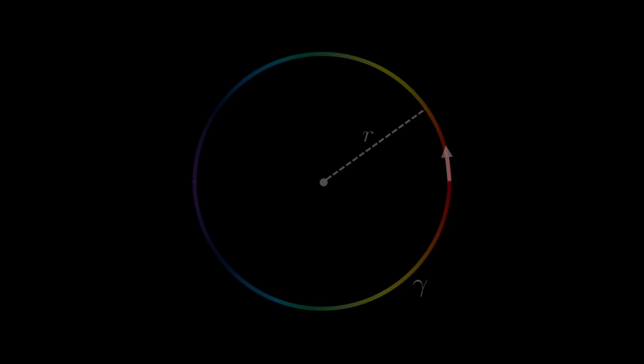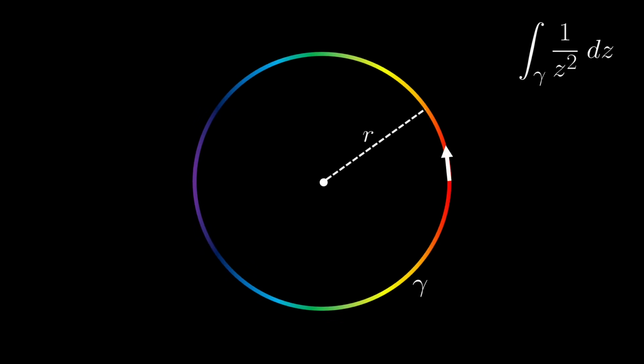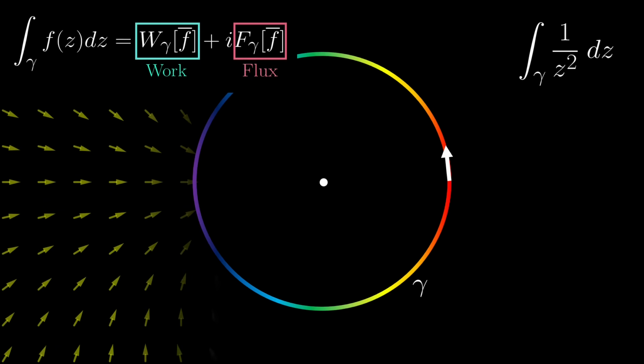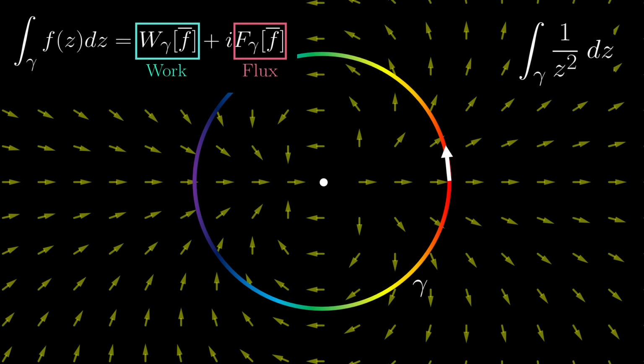Similarly, we think of the integral of 1 over z squared. Just like the previous case, the radius r doesn't matter, as long as it encircles the origin. And again, we'll use the work flux result to get some rough idea first. This is the Pólya vector field of 1 over z squared, and let's see how it helps.